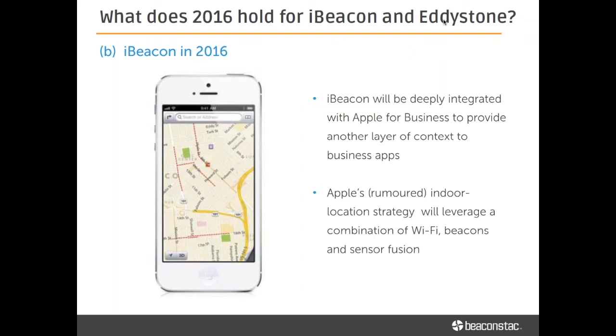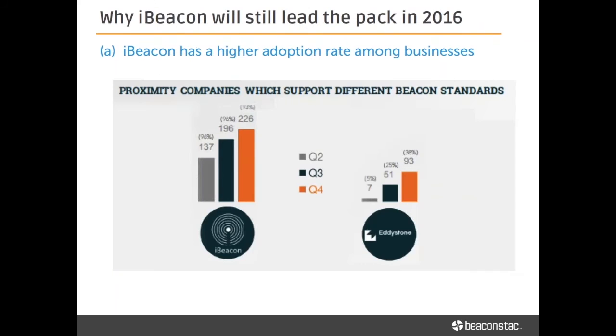Wow, that's some useful information, Perry. I didn't know that. So moving on to the next slide, which talks about which iBeacon format will lead the pack in 2016. By the looks of it, iBeacon has a higher adoption rate. If you look at this graph here, which lists the number of proximity companies which are either using iBeacon or Eddystone from Q2 2015 to Q4 2015, Eddystone, though it started from 7, is right now at 93, which is an increase in percentage from 5% to 38% of proximity marketing businesses.